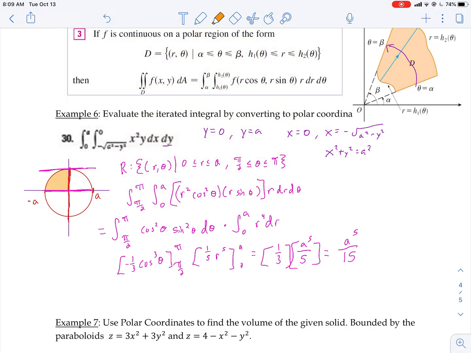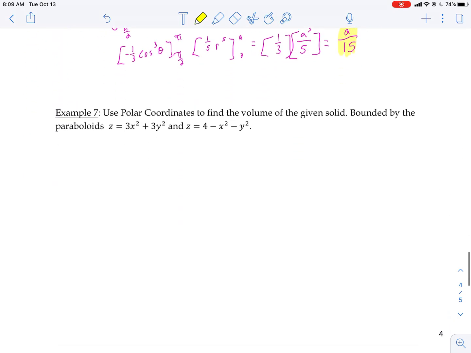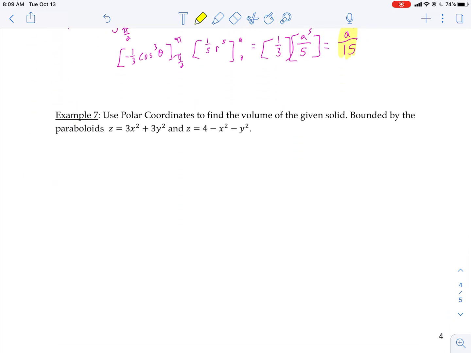And that's the integral. Oops, wrong tool. Alright, now let's see the last one. Use polar coordinates to find the volume of the given solid bounded by the paraboloids z equals 3x squared plus 3y squared and z equals 4 minus x squared minus y squared.